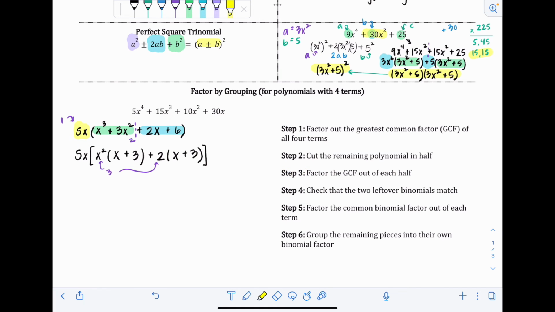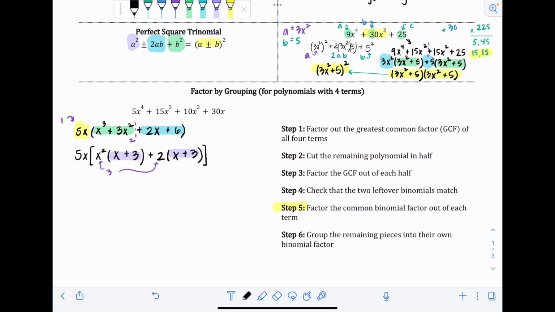So moving down to step 4, check that the two leftover binomials match. So like what's inside parentheses, those match each other. So x plus 3 and x plus 3, those are good to go. That's step 4. I'm not going to label that because I feel like it's kind of hard to label, but we can move down to step 5. So step 5 is factor the common binomial factor out of each term. So the common binomial factor is that x plus 3.